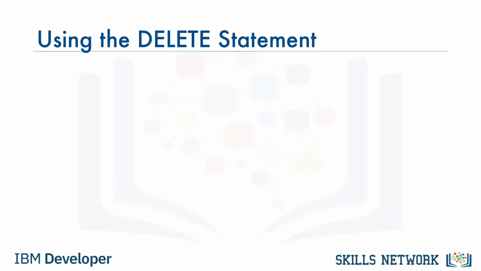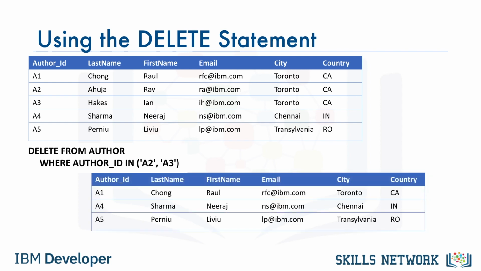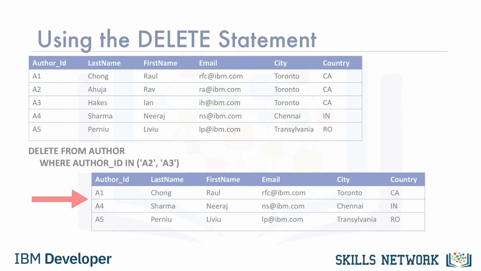Based on the author entity example, we want to delete the rows for author ID A2 and A3. Let's look at an example. Delete from author where author ID in A2, A3. Note that if you do not specify the where clause, all the rows in the table will be removed.